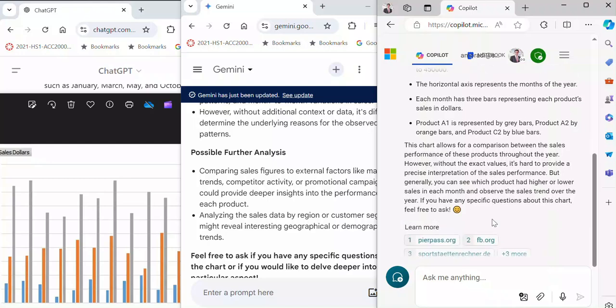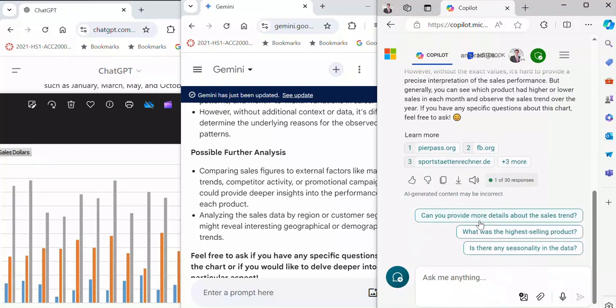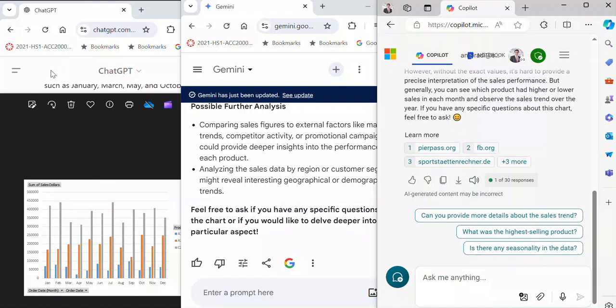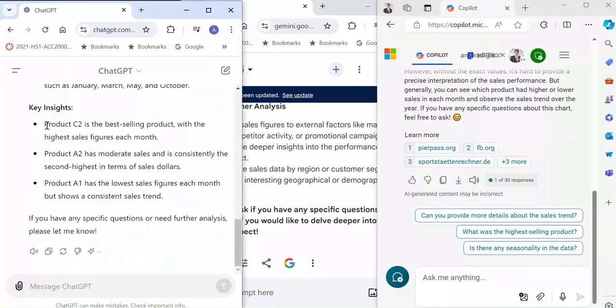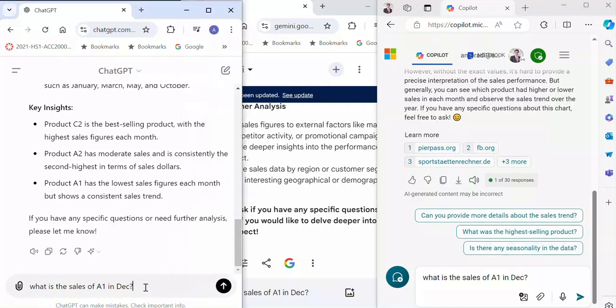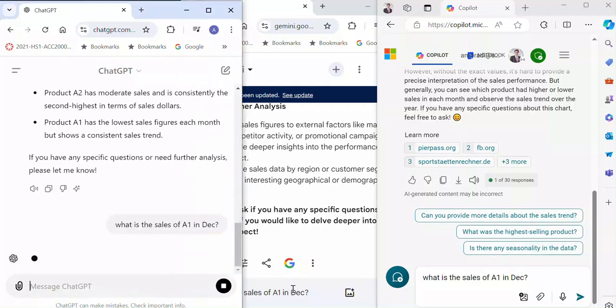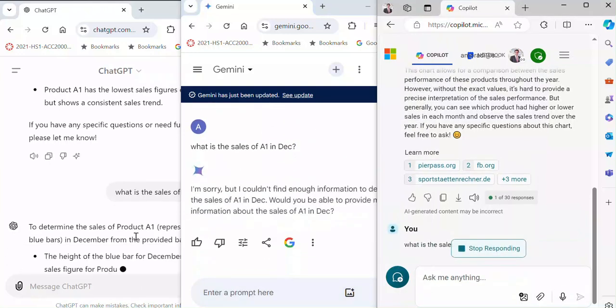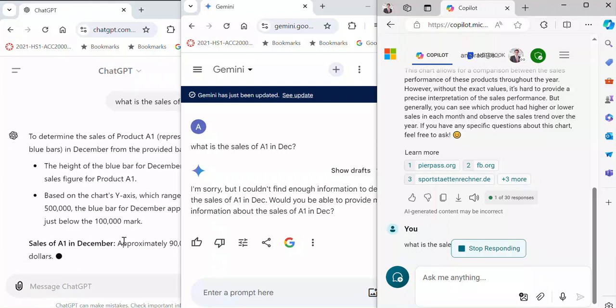With Copilot, as you can see, it is very similar to ChatGPT. It's not unexpected, given that they both use the same language model, basically they are Microsoft's products. And now let's ask some specific questions, like what's the sales amount for product A1 in December. Let's see whether they can read and go through the picture.